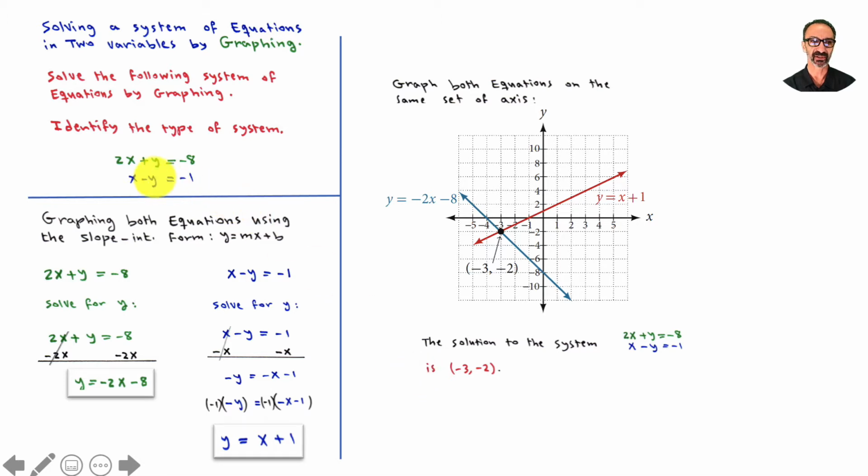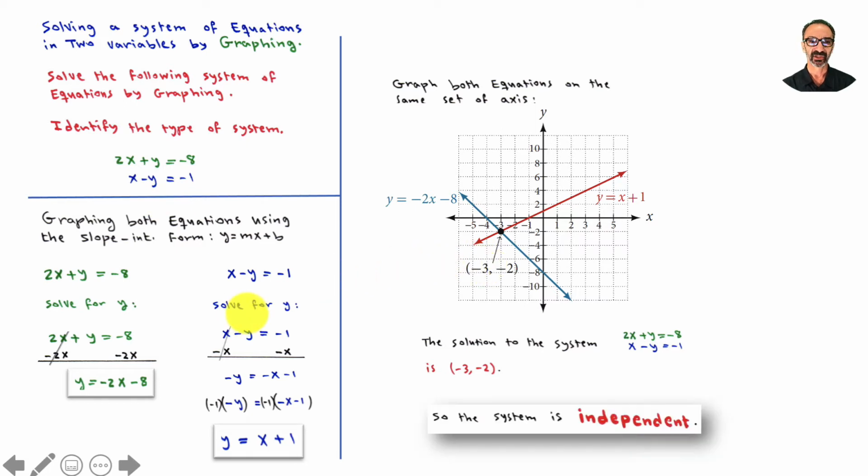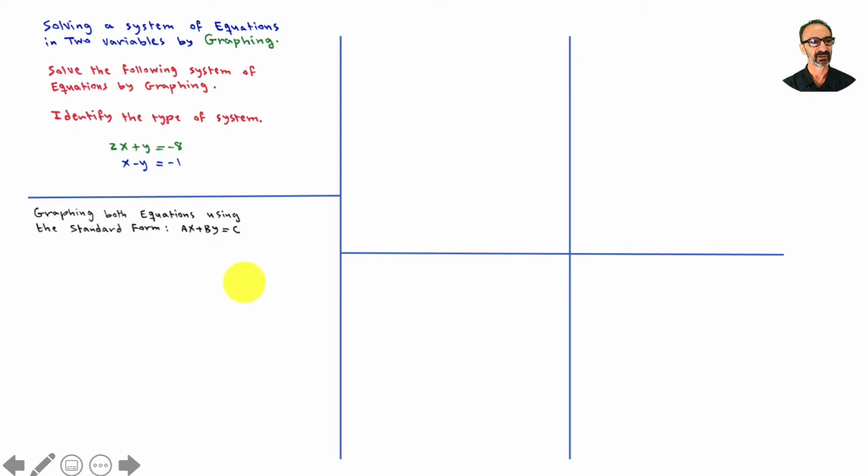Of course, we could check the answer by plugging the numbers in the first one and the second one. So the system is independent. One solution means independent. Now, I did the whole thing in slope-intercept form. It's good to experiment and practice different ways of graphing. Same problem.